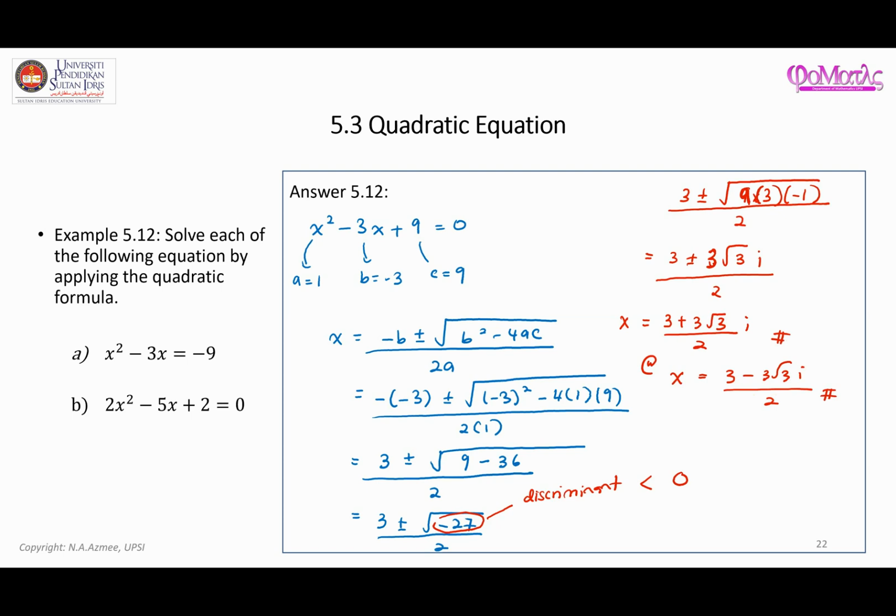Now question B, I will leave it to you to do at home at your own pace. This is simple. What you need to do is, you can already identify this is A equals 2, B must be negative 5, and C is equal to 2. And you just plug into the formula, you should be able to get the answer.